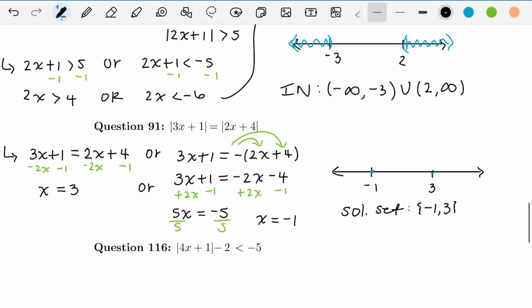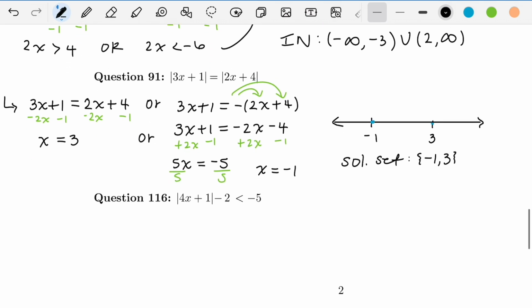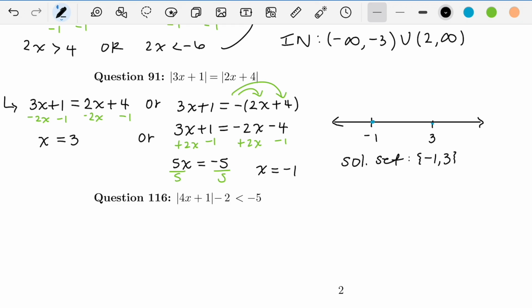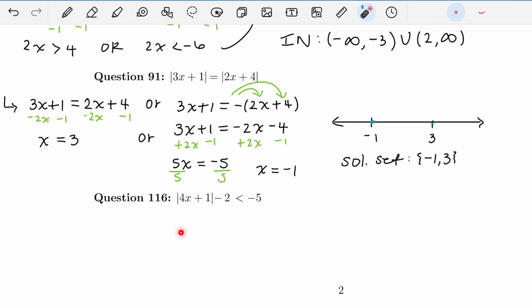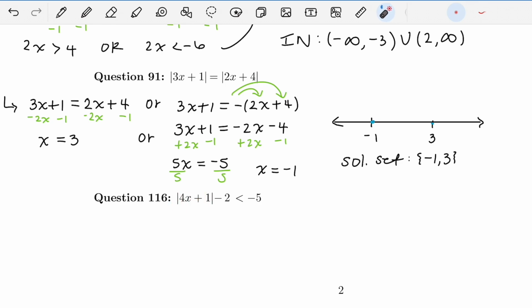Right, now the last thing we're going to look at, this last special case here, is this problem. So again, we want to rewrite this absolute value inequality here because we want the absolute value by itself on this left-hand side. So we're just going to add 2 to both sides of this inequality. We're going to get the absolute value of 4x plus 1 is then going to be less than negative 3.